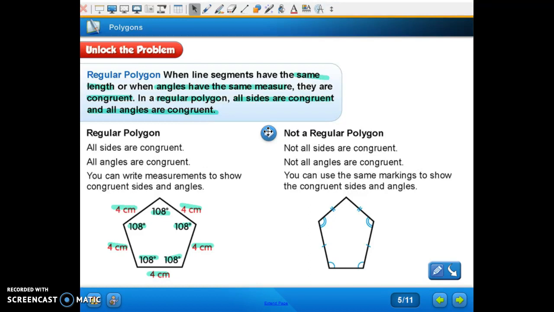You can use the same markings to show the congruent sides and angles. So if you look at this, you will see that these two sides have 2 little slashes. And since they both are marked the same, then they are congruent. Okay? Just like these are congruent. And then if you look at the angles, this angle and this angle are marked the same, so they are congruent. And these 2 angles are marked the same, so they are congruent.